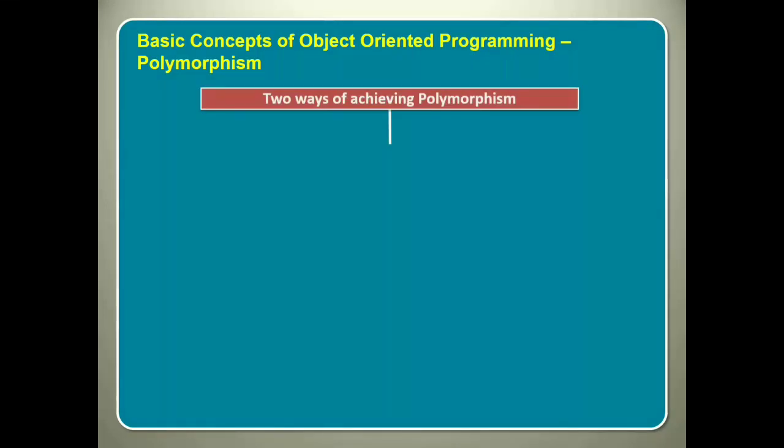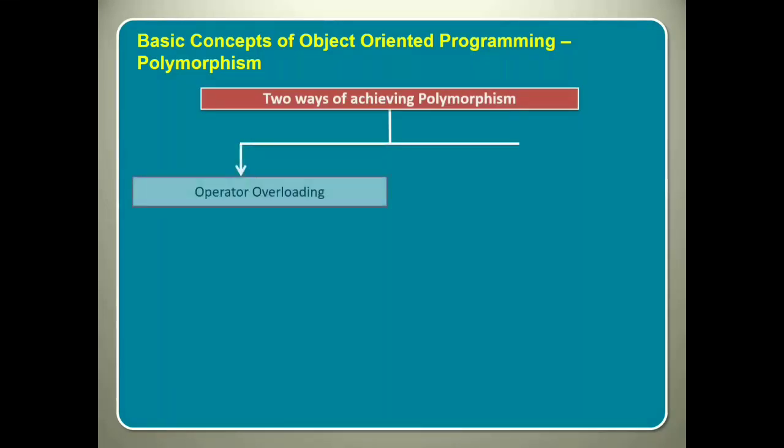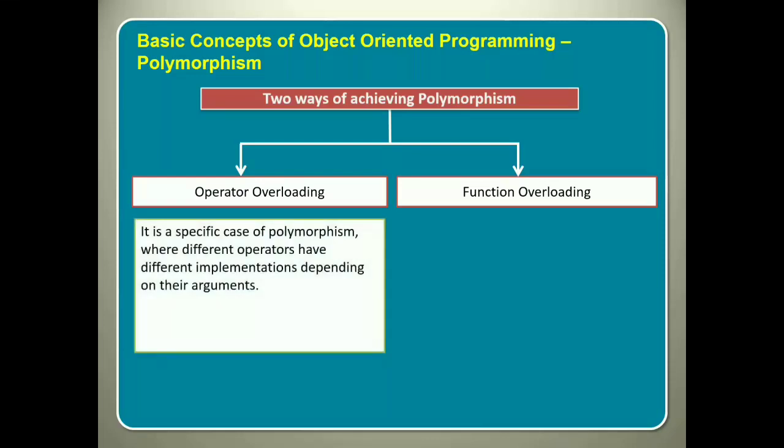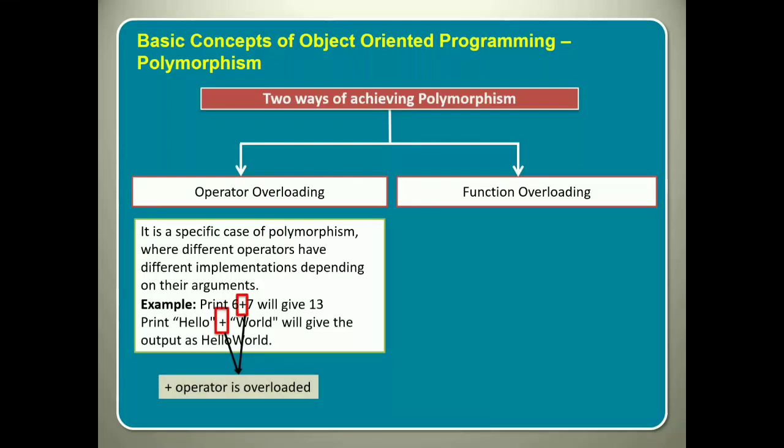You can achieve polymorphism in two ways, through operator overloading and through function overloading. Operator overloading is a specific case of polymorphism, where different operators have different implementations depending on their arguments. For example, print 6 plus 7 will give 13 as the output, and print hello plus world will give the output as hello world. Hence, here, the plus operator is overloaded.